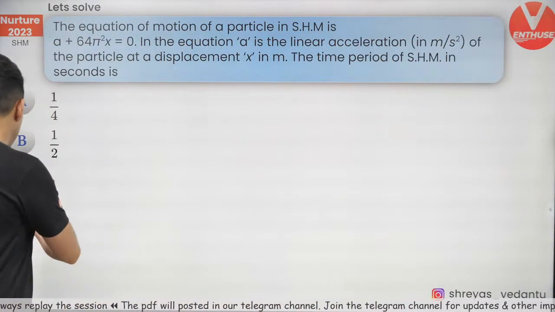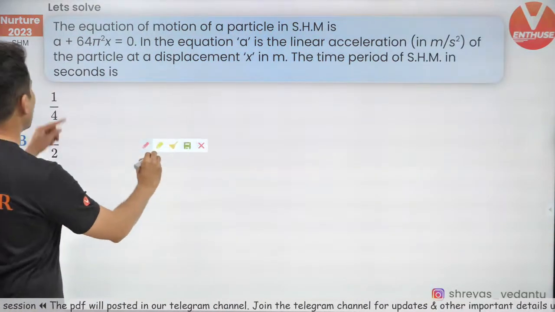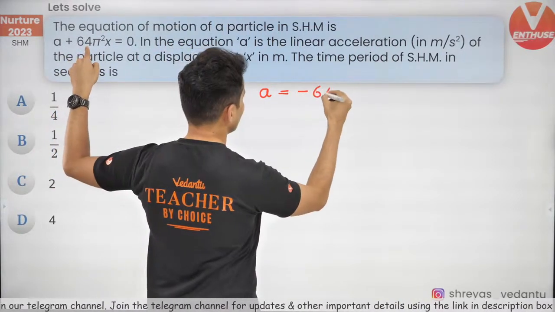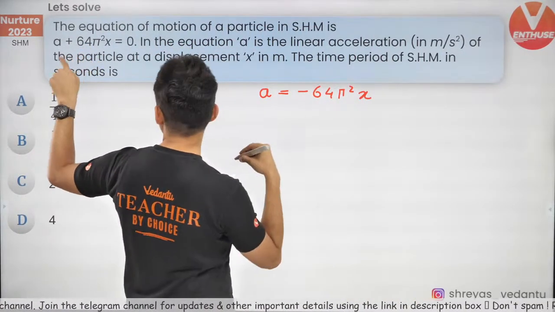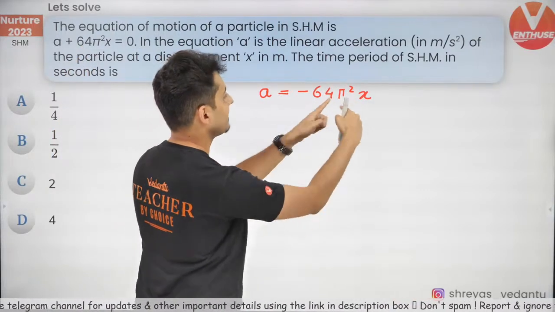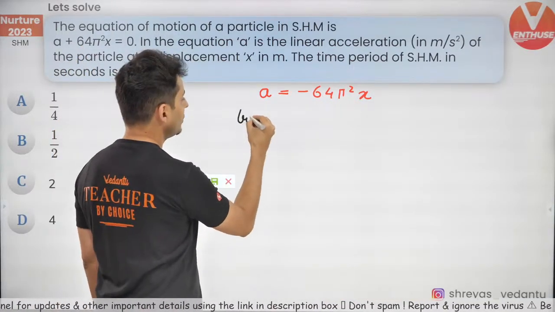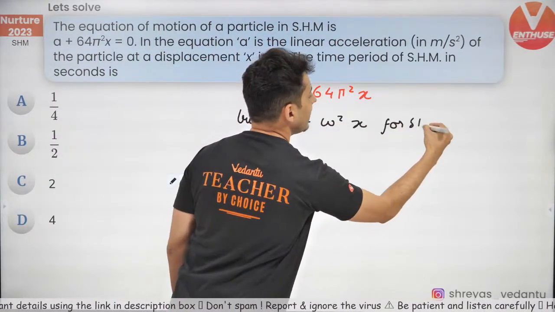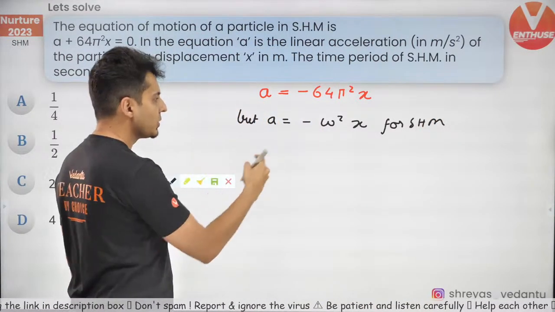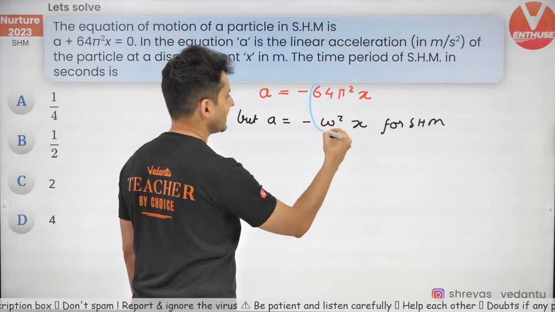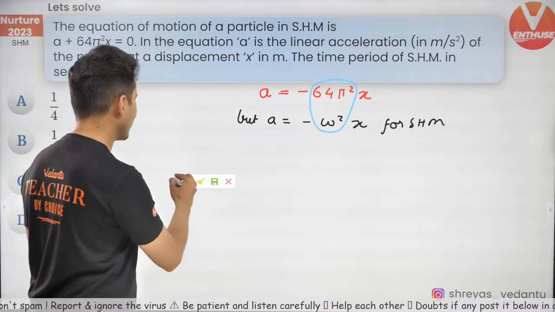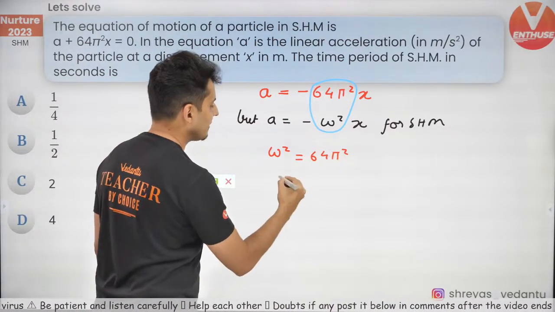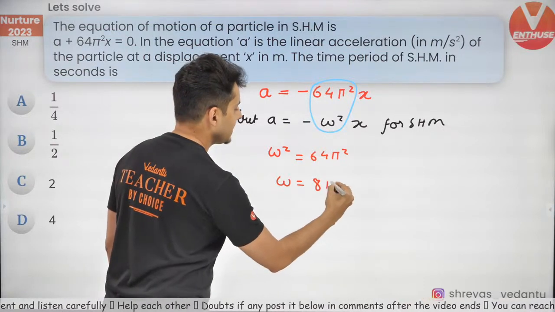Let's try to get this question. First of all, since acceleration is given to be this, acceleration will be minus 64π²x if you shift it to the other side. But do you remember, acceleration is also minus ω²x for simple harmonic motion? So just by comparison, you can clearly see that ω² is 64π². Therefore, omega is nothing but 8π.